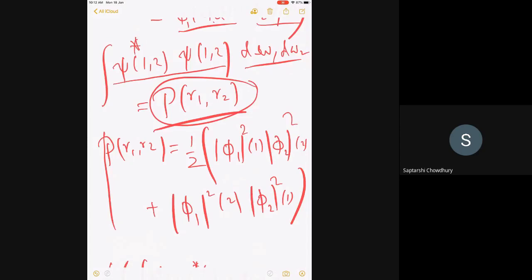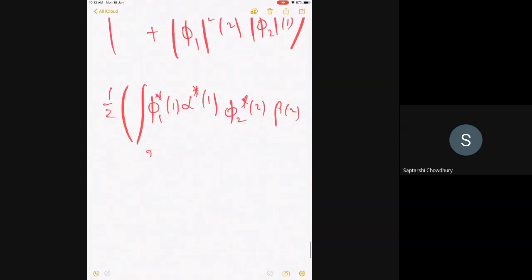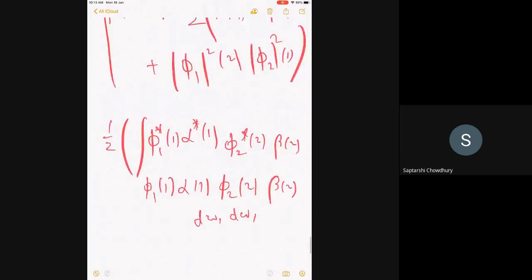Now I will take the same term with psi 1 2. So phi 1 1, now no conjugate, alpha 1 phi 2 2 beta 2. It's easy to see this. D omega 1. So one term I'm just writing. This is basically term 1 to term 1. I think this is a very simple definition.